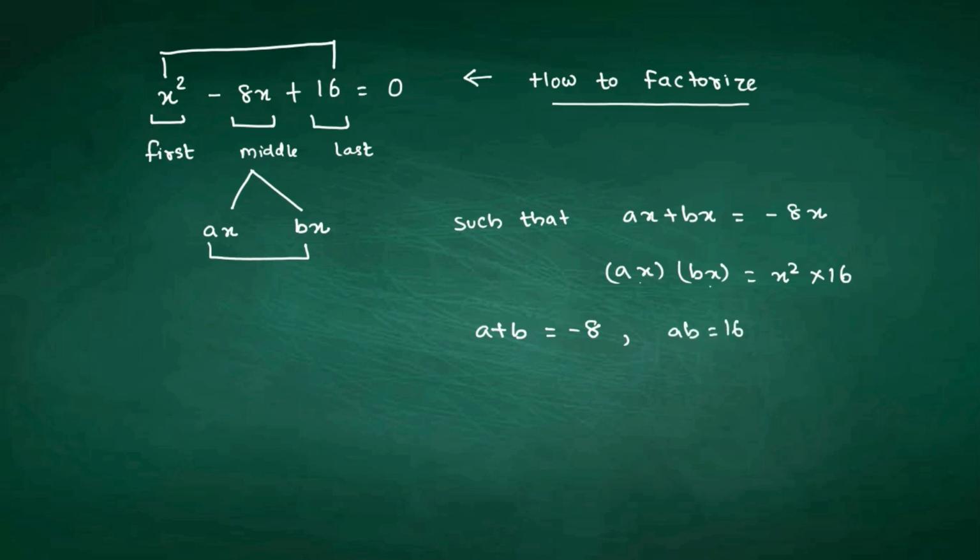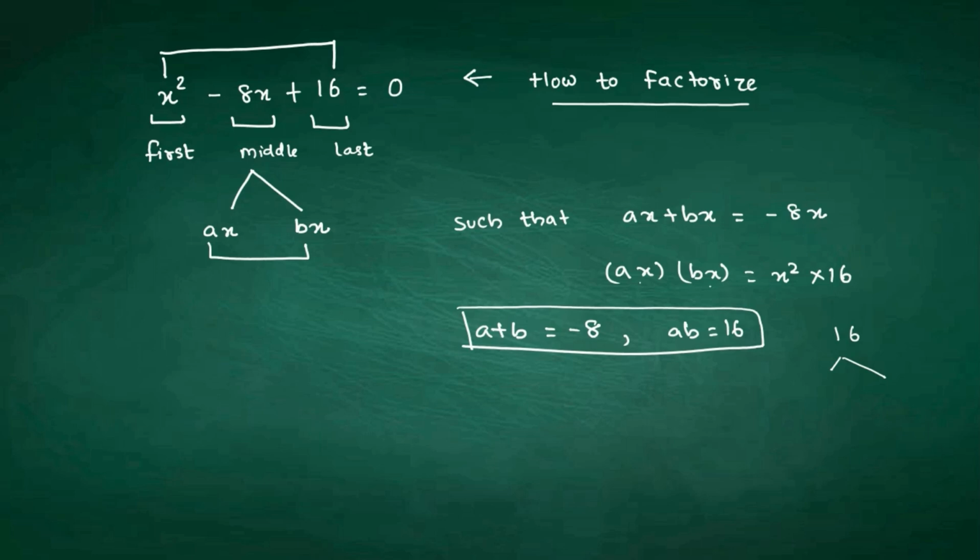As you can see, x into x will give you x square and you can cancel them. So these two should be true. We have to find the values of a and b. So how do we do it? So the easiest method is, we take the product, that is 16 over here, and we try to split 16 into two factors such that on addition of those two factors you should get minus 8.